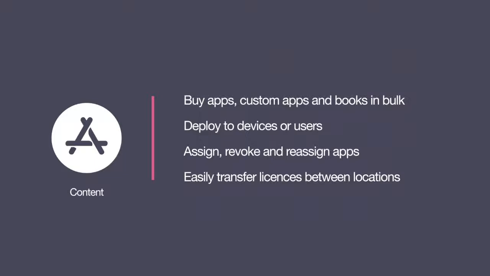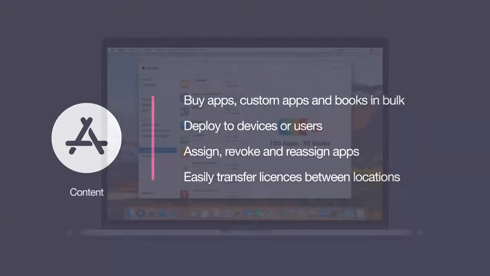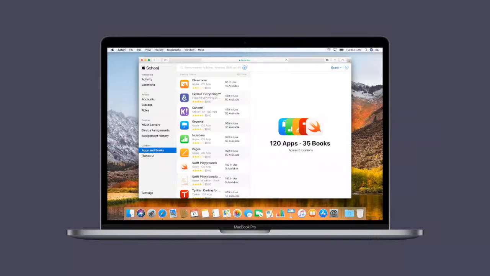You have two options. You can assign, revoke, and reassign apps. You can easily transfer licenses within your organization as well. So if you're a school, you can have multiple locations and you can transfer software between each of those sites. Here's a screenshot of what the apps and books look like in Apple School Manager.